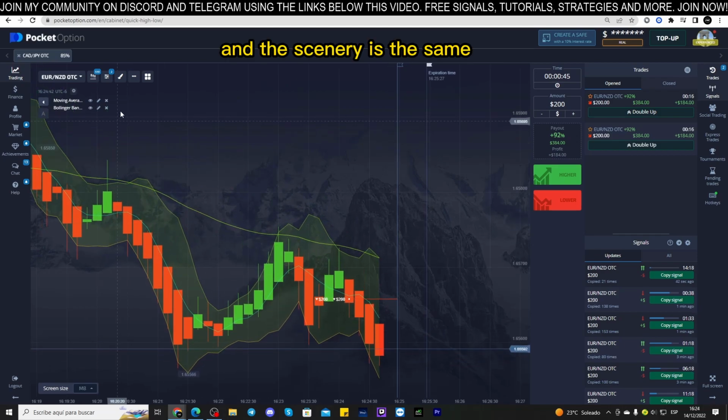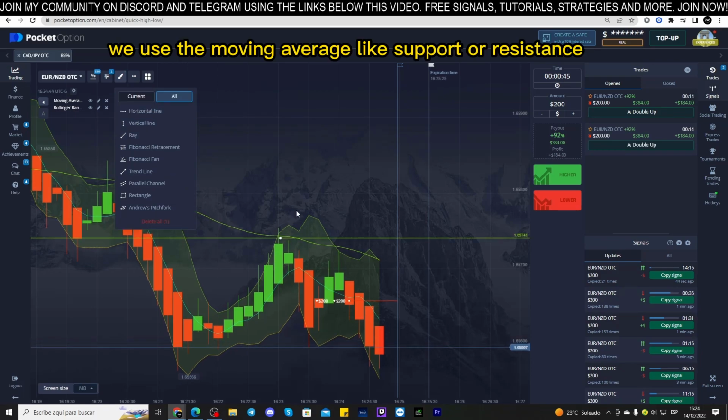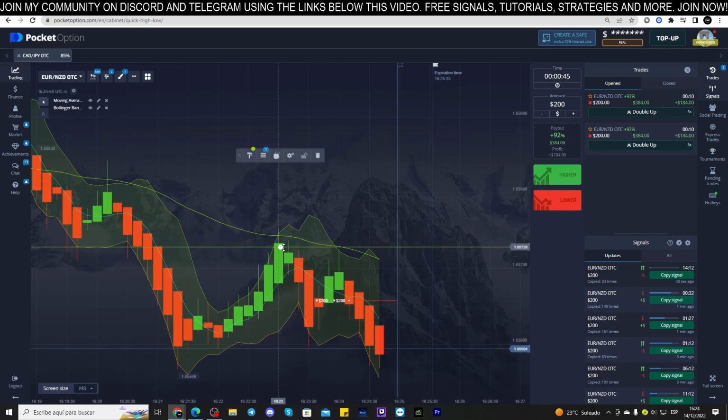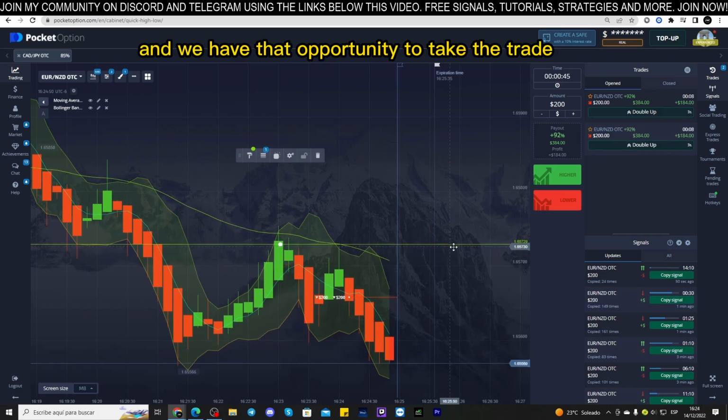Scenario is the same. We're using the moving average like a support or resistance, and we have that opportunity to take the trade.